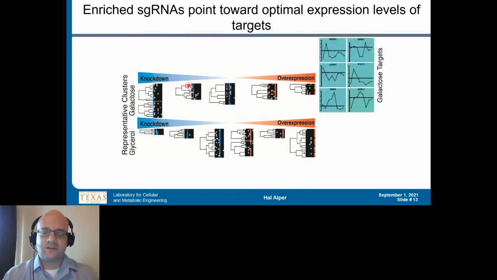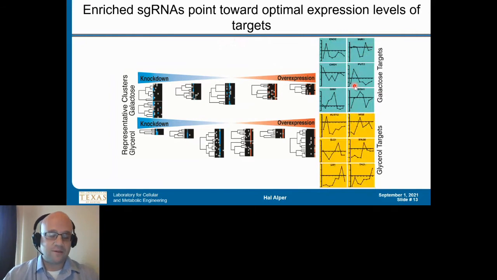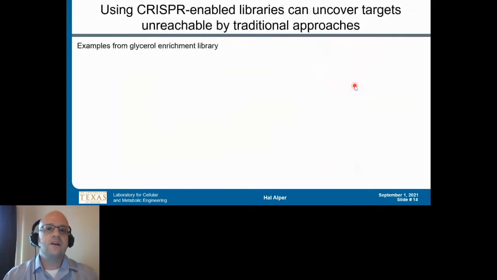Just to demonstrate that, if we look at the fold enrichments that we're getting from this deep sequencing analysis, we see that it's not just low expression, but sometimes intermediate expression that is important both for galactose and for glycerol. The important thing about this approach is that we're able to complement the traditional genetic approaches of strong overexpression and knockouts. So this allows us to uncover unreachable targets through this type of library-based approach.